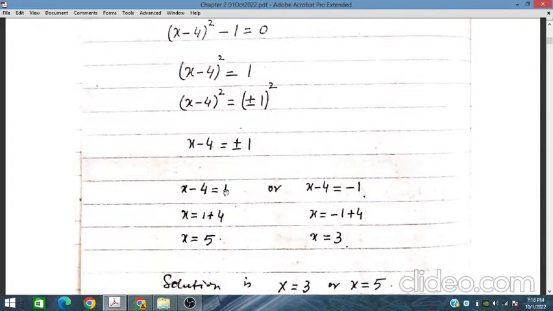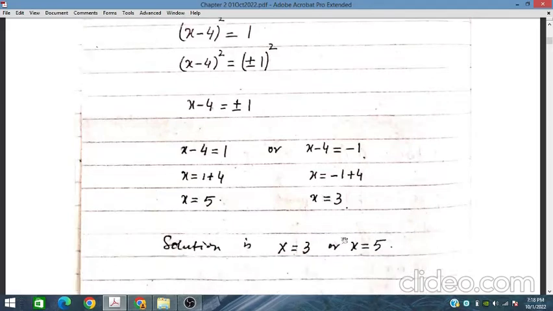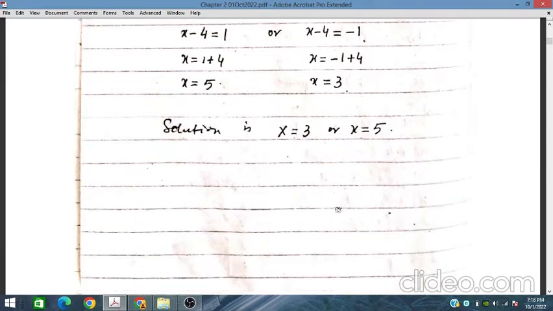So on getting 1 plus 1, we get x is equal to 5. On minus 1, we have x is equal to 3. There are two possibilities. That's again the same solutions.